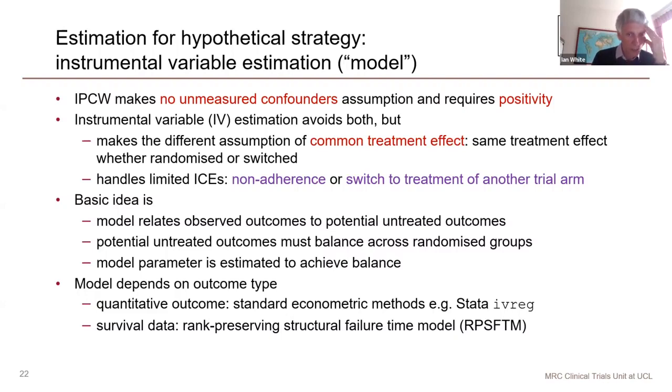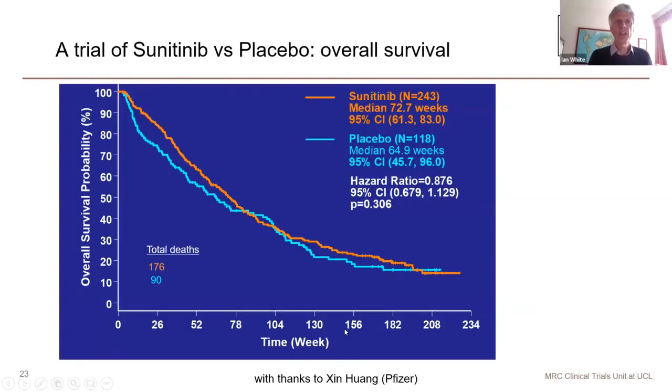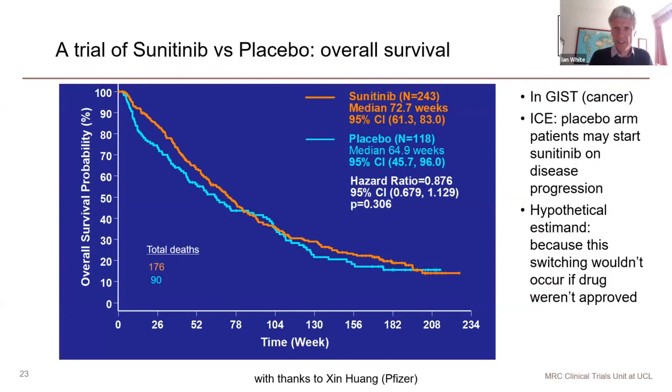So for quantitative outcomes, the standard econometric models are valid. So for example, in Stata, there's IV-Reg. For survival data, I'm going to illustrate a technique with a mouthful of a name, the RPSFTM. So this is from a trial of a drug in cancer, in a particular type of cancer.